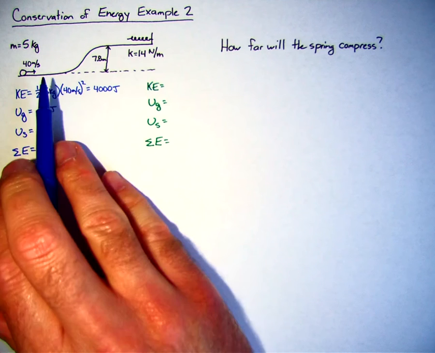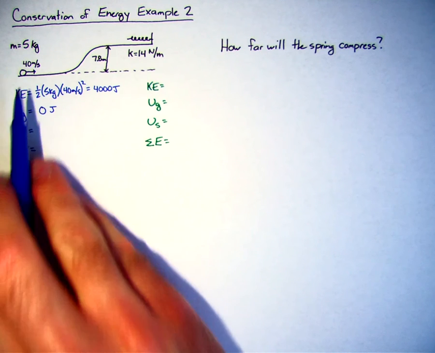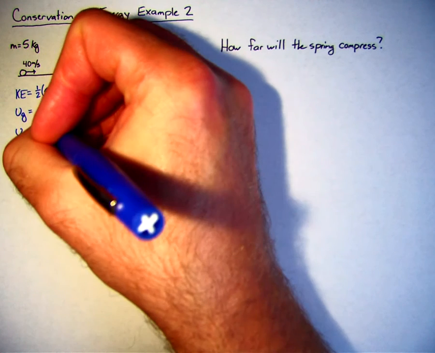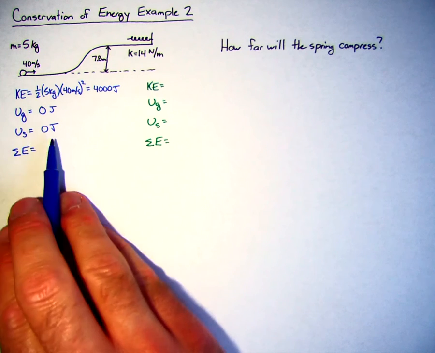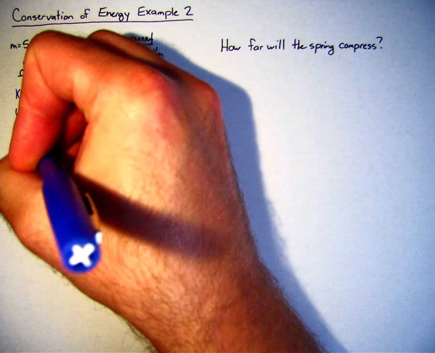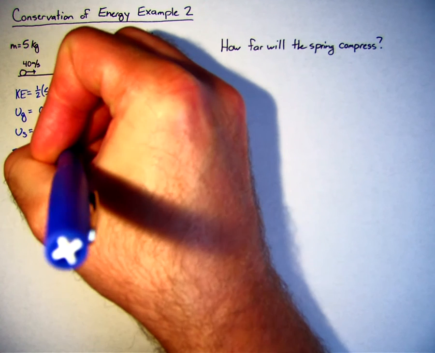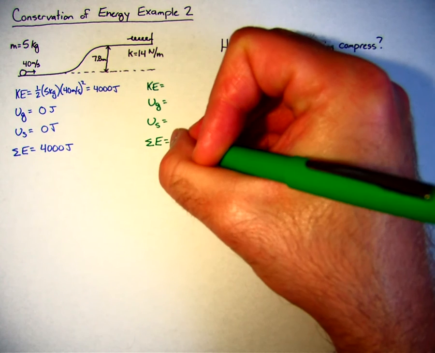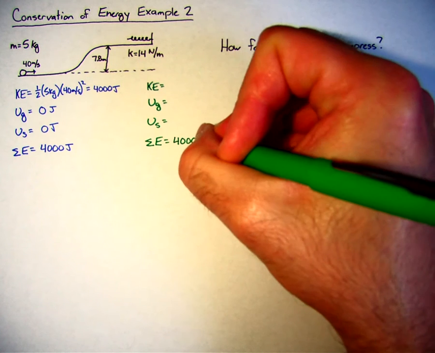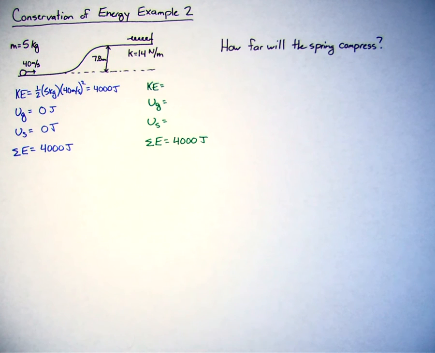It's not compressing the spring. It's not even touching the spring right here. So I have no spring potential energy. That means that the sum of my energies is 4,000 plus 0 plus 0, so it's just 4,000 joules. Now the reason that's helpful is because in the second point, we also have a total energy of 4,000 joules because of the law of conservation of energy.